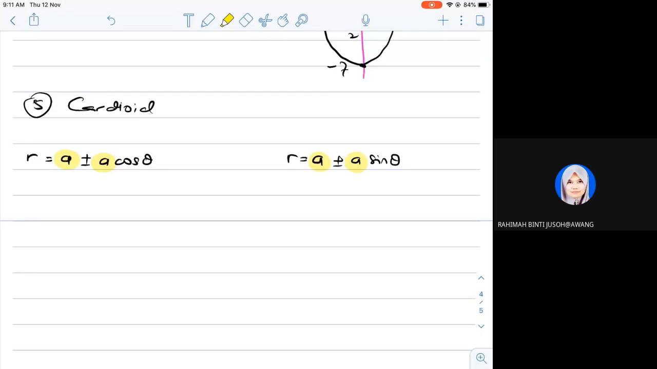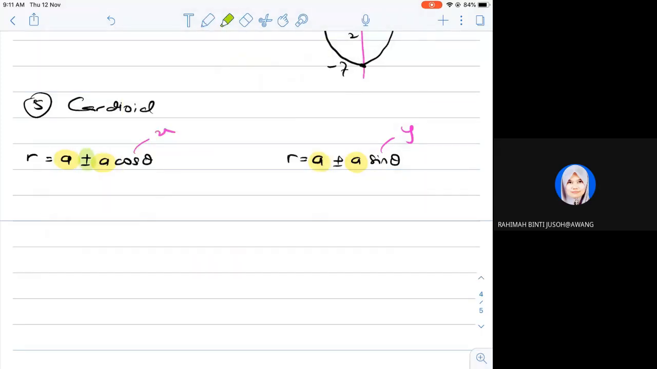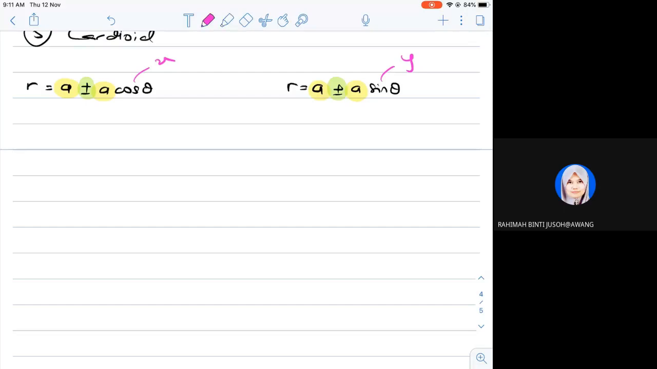Okay, and again guys, the concept is very simple. Kalau cos x, if sine should be y. And then you look, either the value is positive or negative. Okay, if positive should be on the right, if negative on the left. If you have sine equation, if positive should be upper part, if negative should be lower part. Okay, so I give you example.